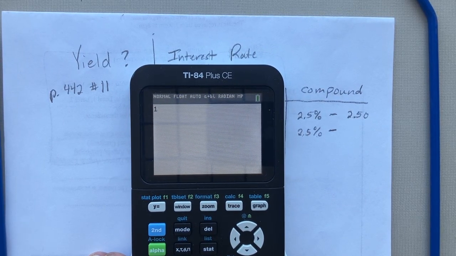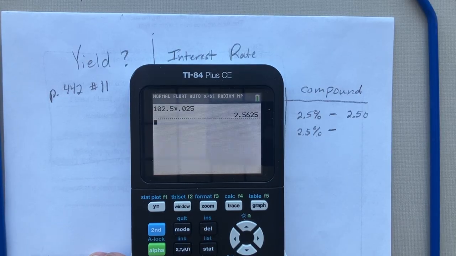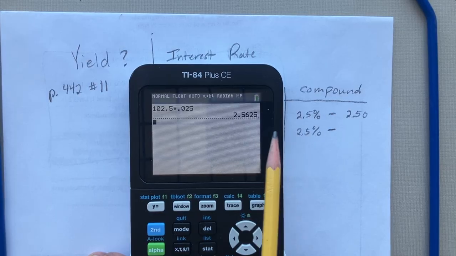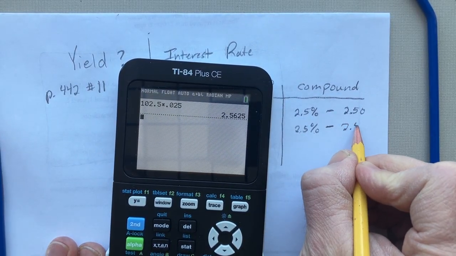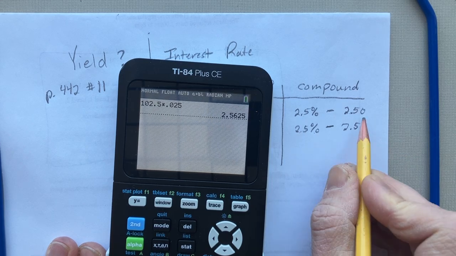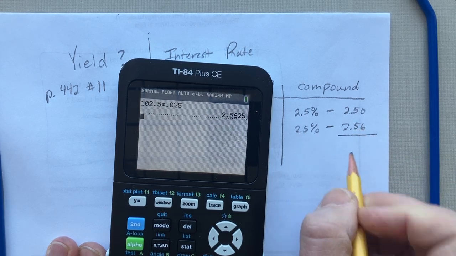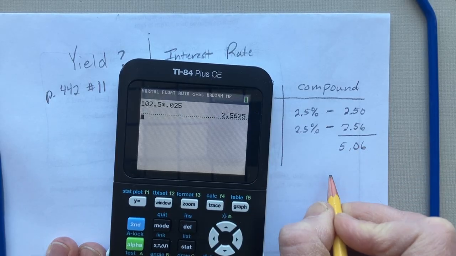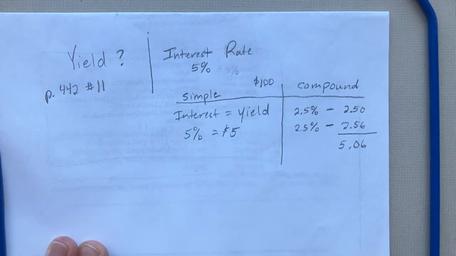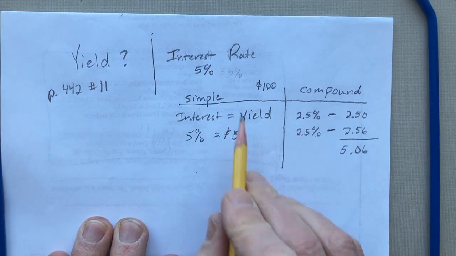So we'll take $102.5, and we are going to get 2.5% of that, 0.025, and we get $2.56 rounded down. So this time we get $2.56, a little bit more. When we add the two of them up, we get $5.06. That's more than what we got when we did simple interest.